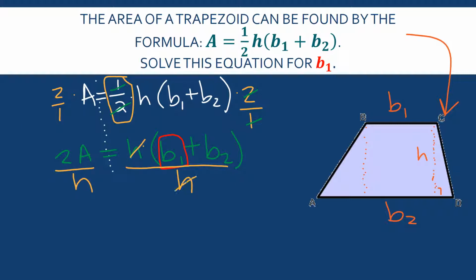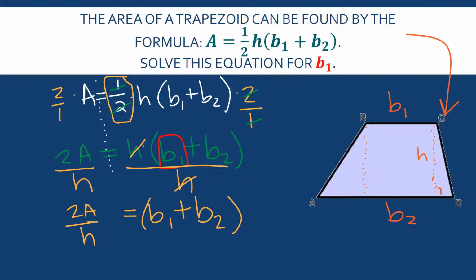So this cancels with this. And now we're left with 2a over h is equal to b1 plus b2. And then you can put that in parentheses if you want. Parentheses here now in this step would just be for organization.